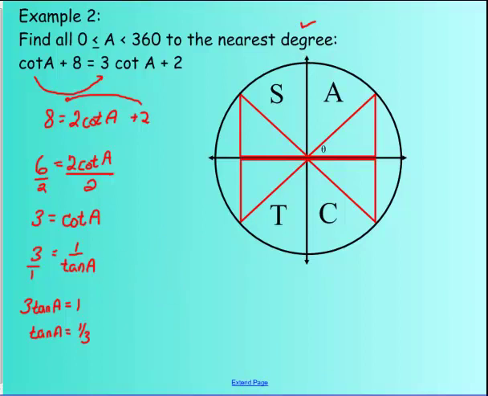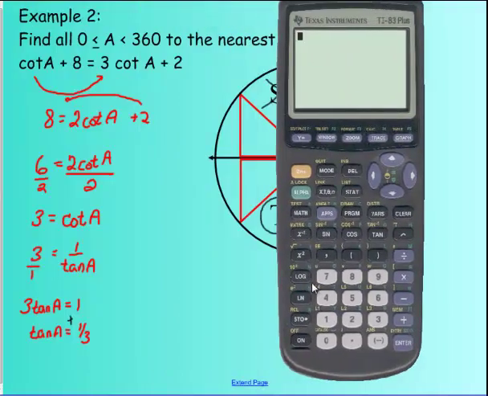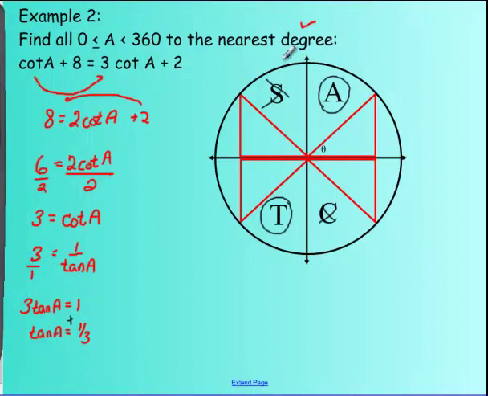One thing I have noticed now is that since this is positive, that means I'm looking for angles that are in quadrant 3 and quadrant 1, because that's where tangent is positive. Tangent's not positive here or here. All right, let's take out our calculator. Inverse tangent 1 divided by 3. 18. Okay. So I'll put 18 in here.